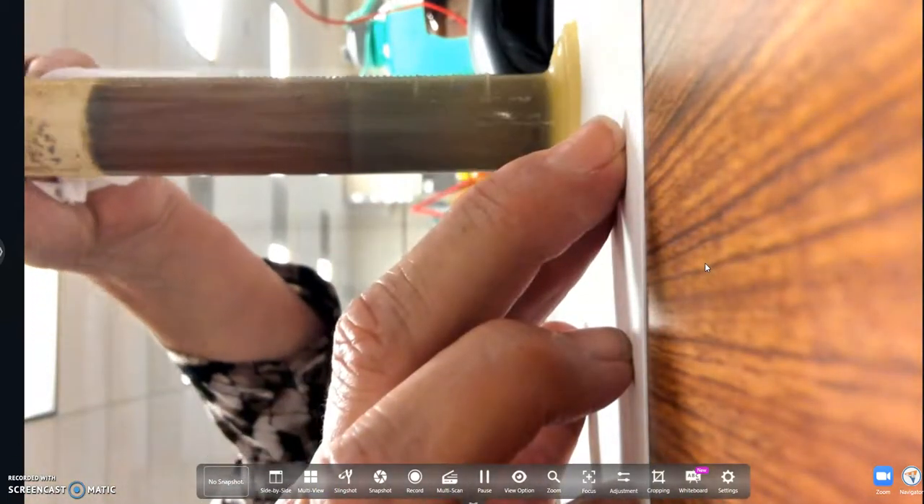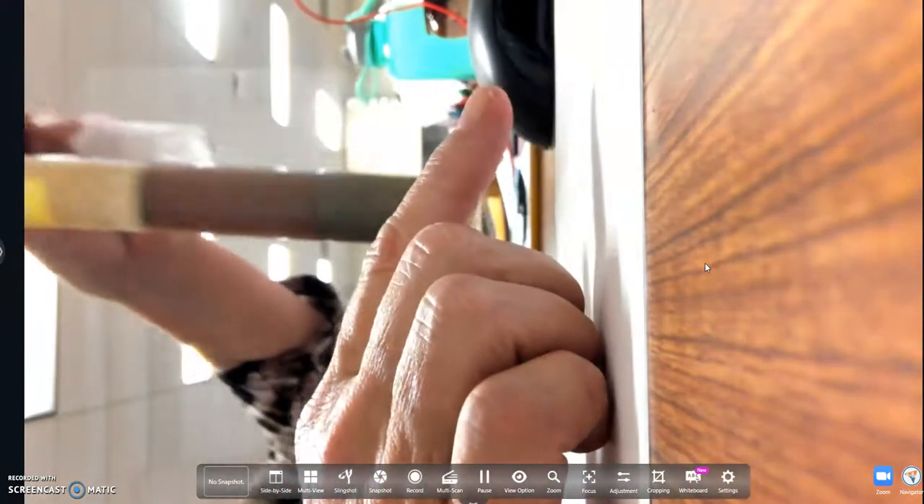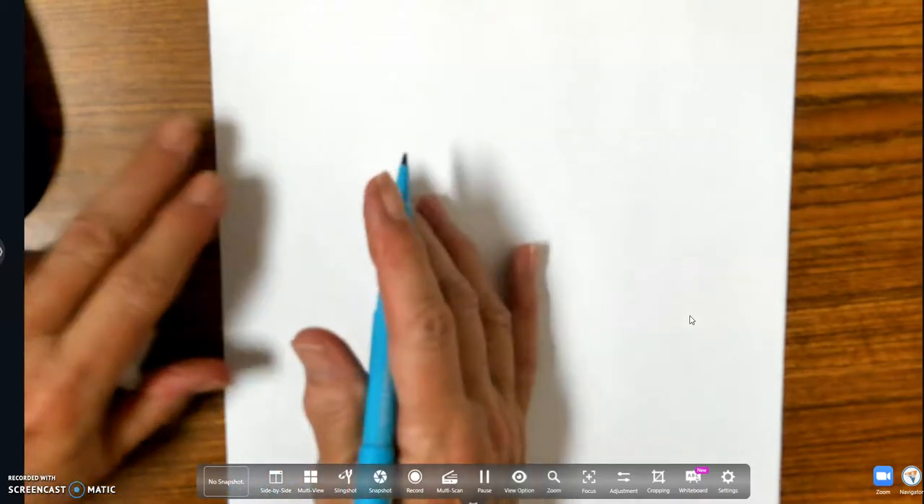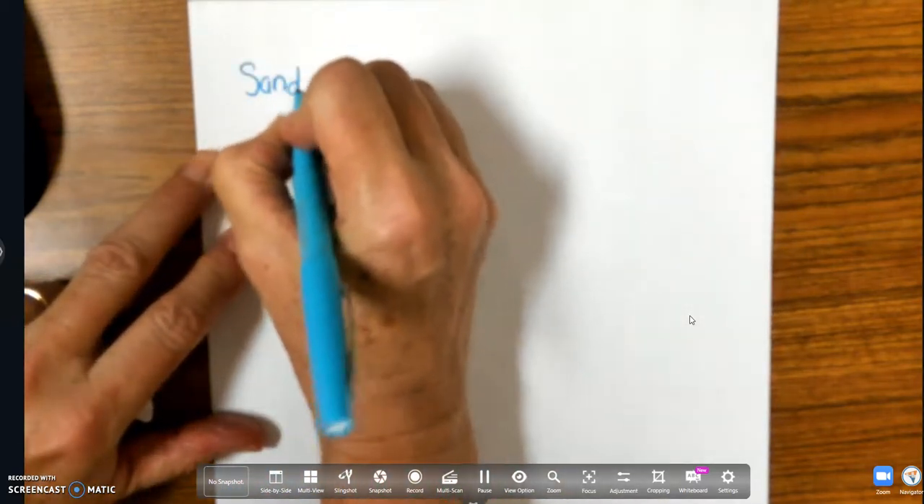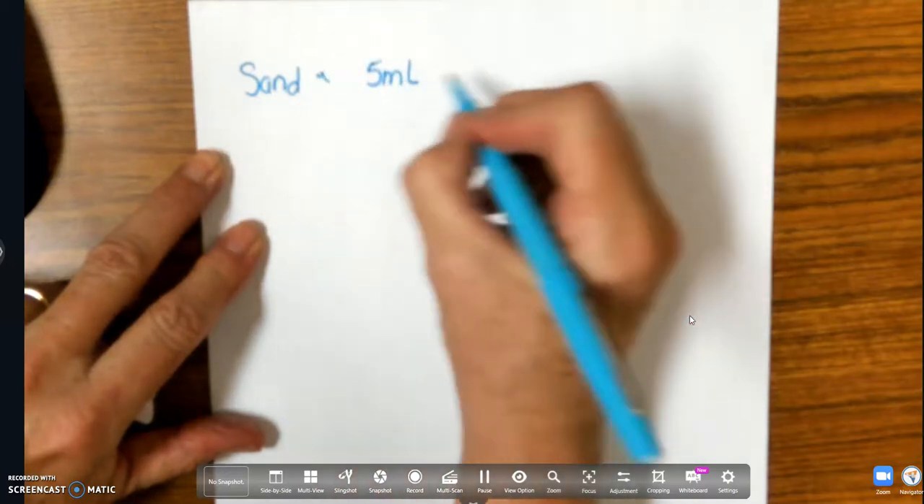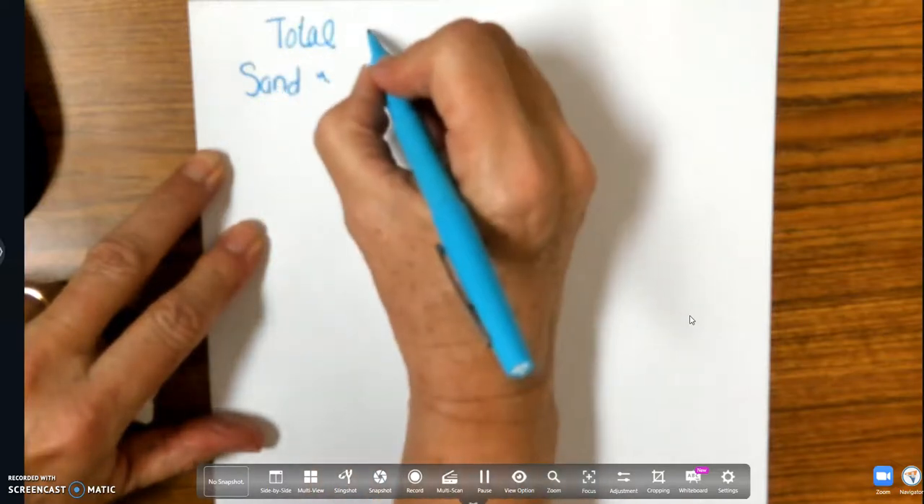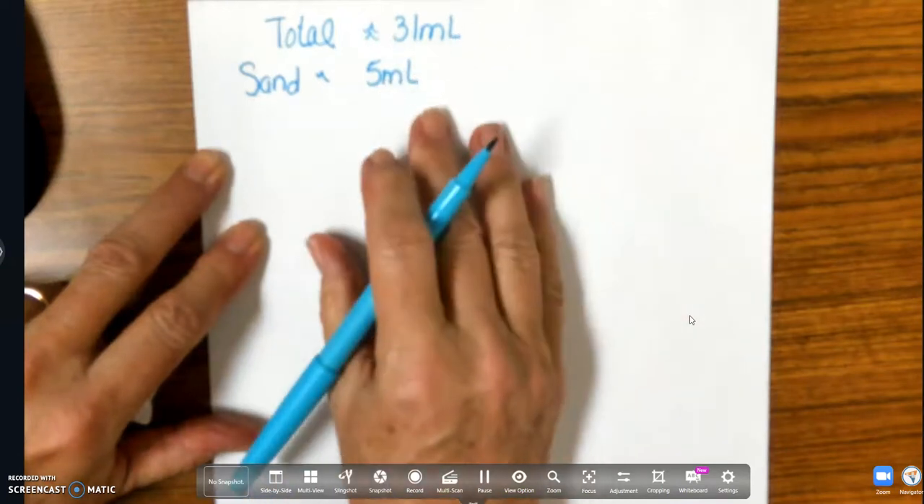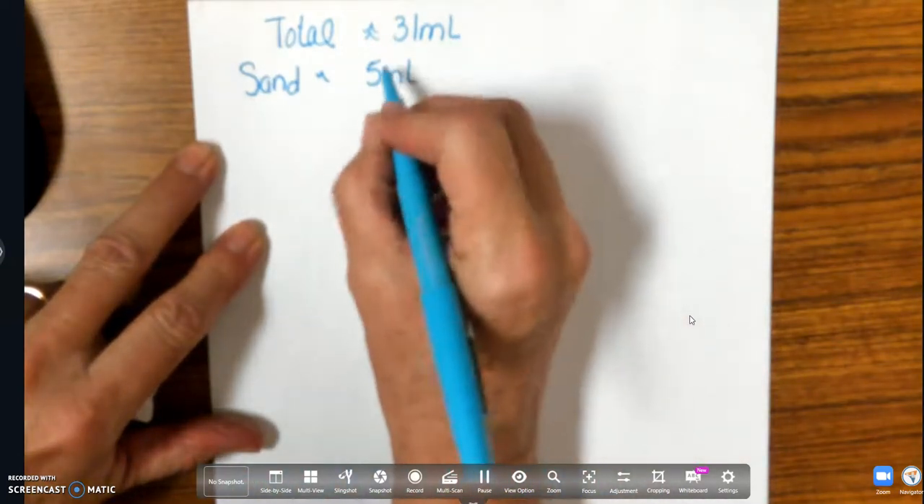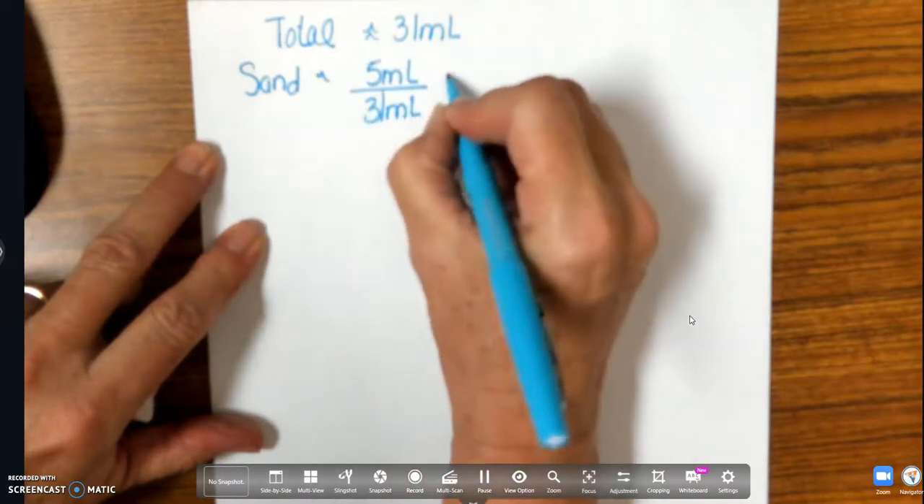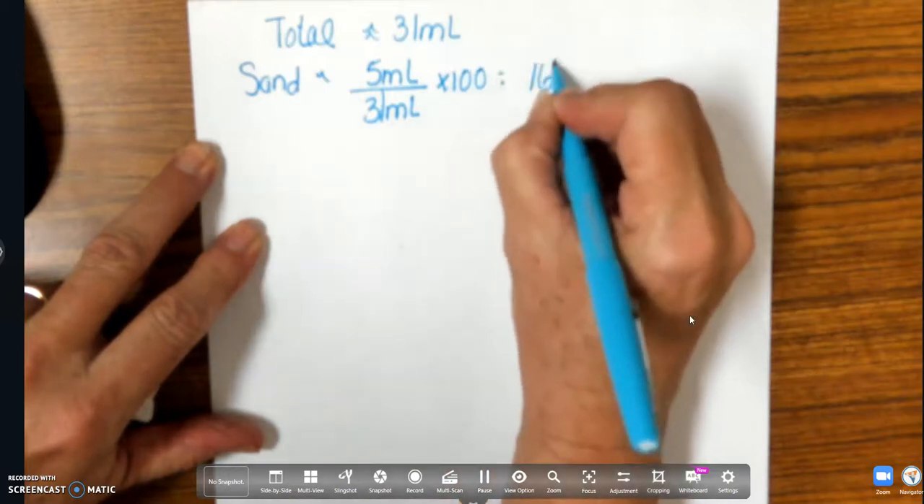So if I use my graduated cylinder marks, I'm going to pull this over and refocus. What we have now is, if I measure the volume for sand, I had about 5 milliliters in my graduated cylinder. And the total amount of my sample was about 31 milliliters. Remember, these are just approximates because it's not a real exact thing. So I'm going to take part over the whole times 100, and that gives me 16%.